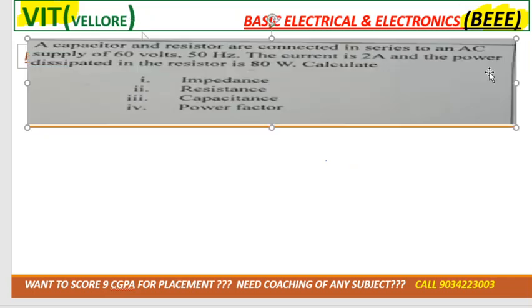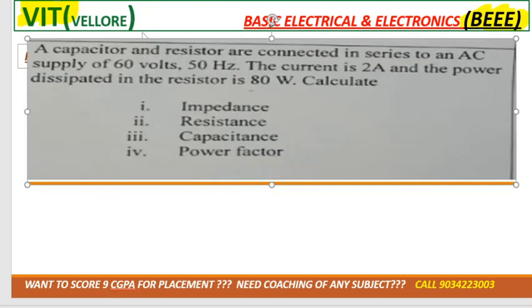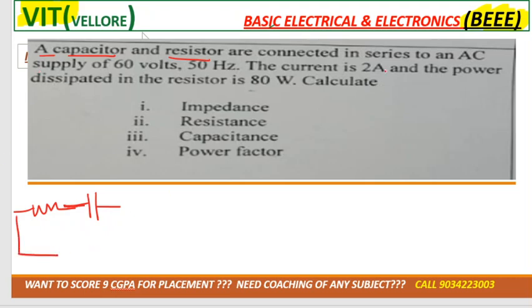Now see what they have said, we have to draw the diagram. They said a capacitor, so draw the diagram of the capacitor. They said resistor, so it's better to draw the resistor first, because we always write it like this: resistor and capacitor, RC, RL, RLC. Draw the resistor. They said it is connected in series with an AC supply. Don't draw a DC supply. This is DC supply, this is AC supply.